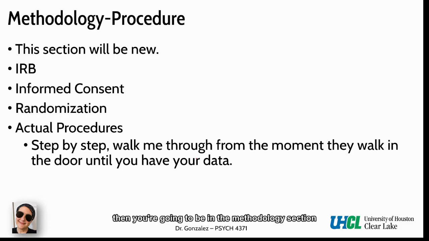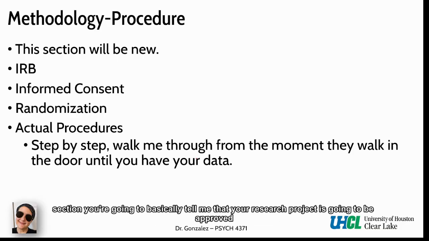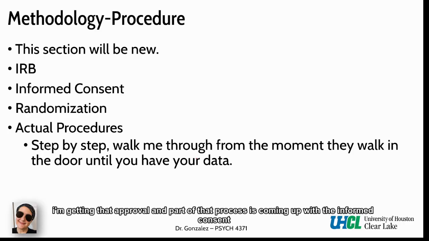Then you're going to move into the procedures section. This is going to be pretty new to you. So you're going to write about IRB. This was gone over in the ethics section. You're going to basically tell me that your research project is going to be approved by an institutional review board before you begin because it deals with human subjects. You're going to address the components of an IRB application, and you're going to tell me about getting that approval.